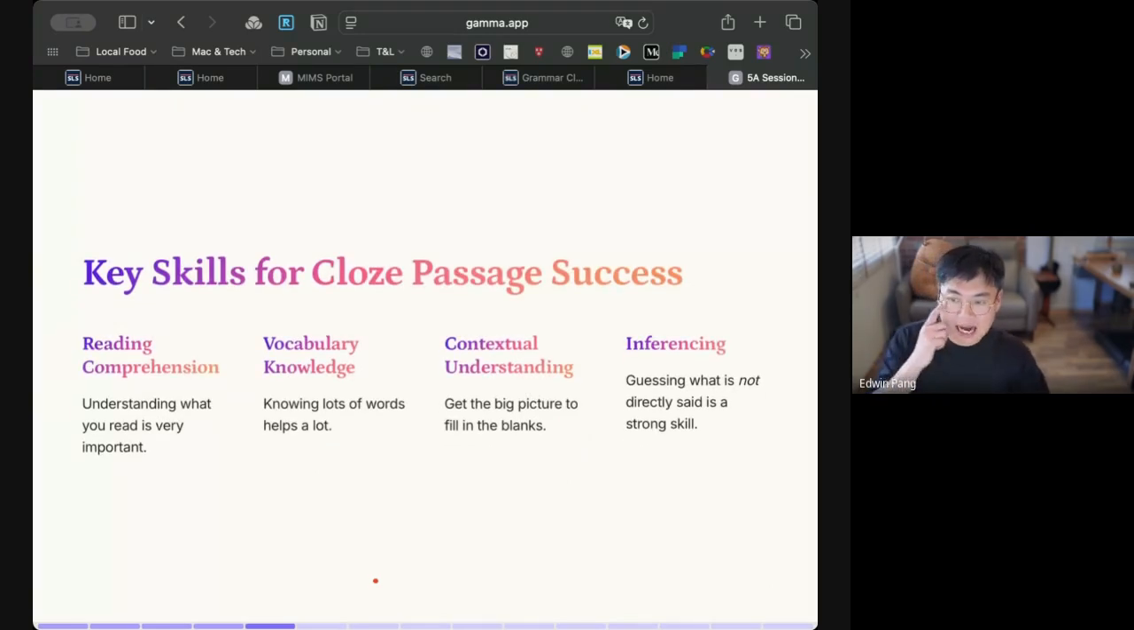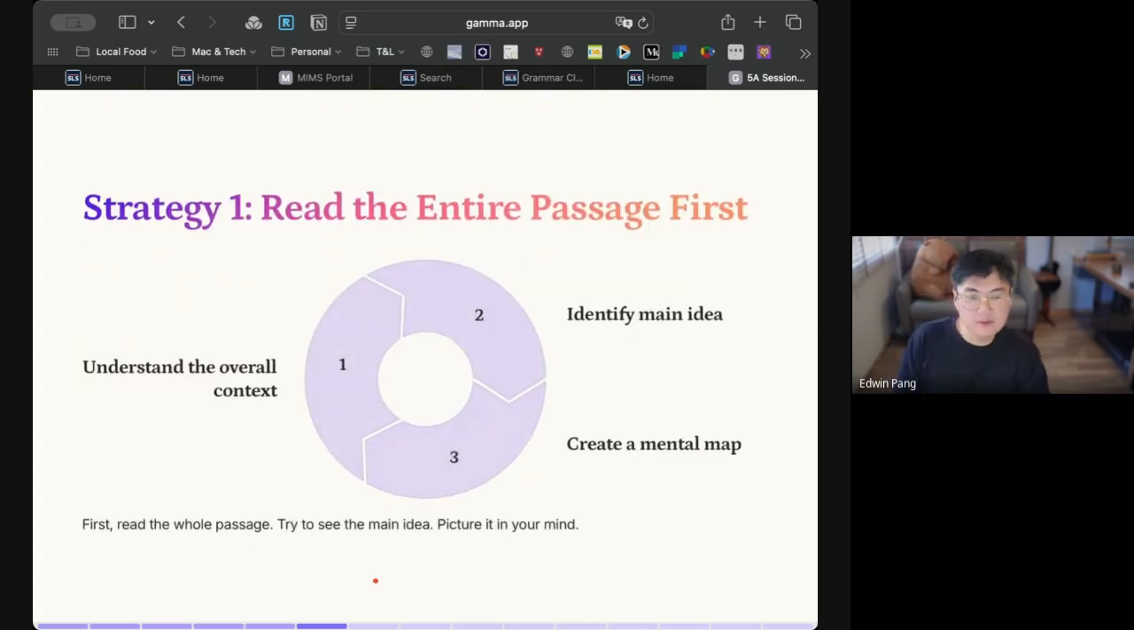Okay, so what are the key skills that I'll be going into today? Very quickly, I'll be talking about reading comprehension, vocabulary knowledge, context, as well as making inferences, okay? Again, how you read and understand, reading comprehension; the kind of words that you know, vocabulary knowledge; the bigger picture, understanding the context, contextual understanding; and drawing conclusions, that is inferencing, based on the clues that you find in the passage, okay? So these are some of the main strategies and skills that we'll be covering.